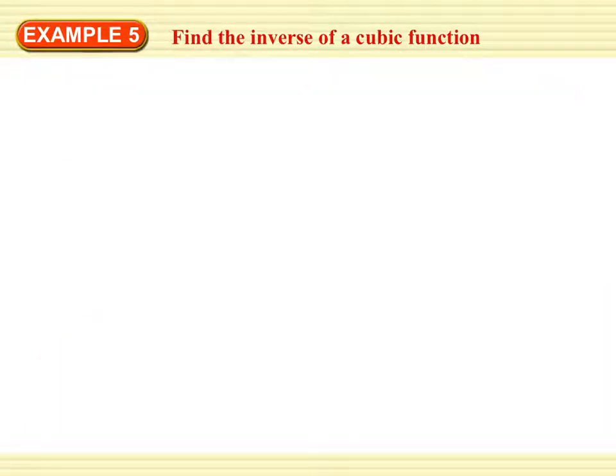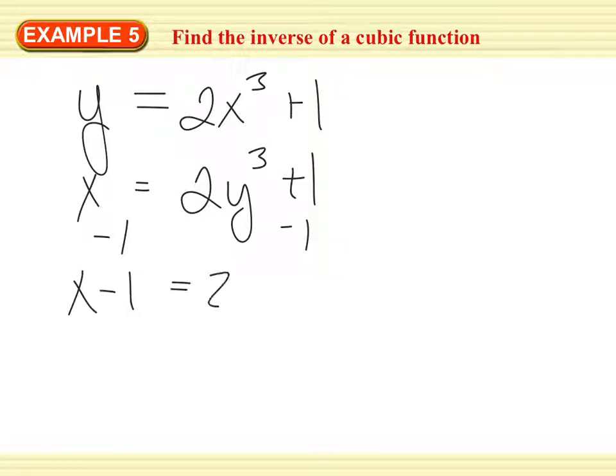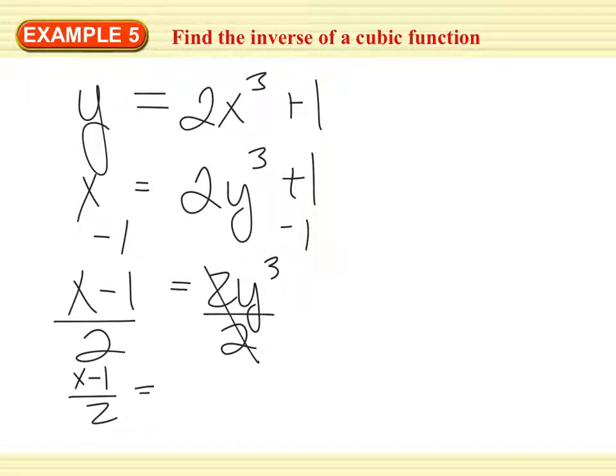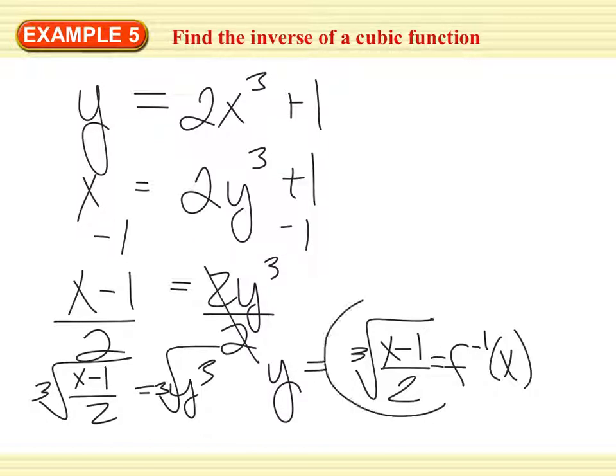So y equals 2x cubed plus 1. Change my variables to x equals 2y cubed plus 1. Subtract 1 from both sides. Divide both sides by 2. I get x minus 1 over 2 equals y cubed. Take the cube root of both sides. I get y equals the cube root of x minus 1 over 2, or f to the negative 1 of x equals that. Cool?